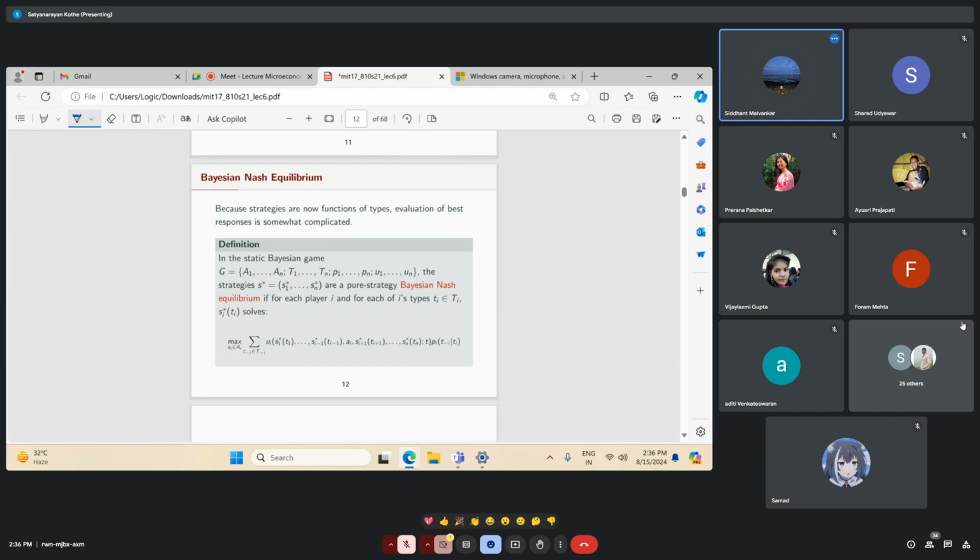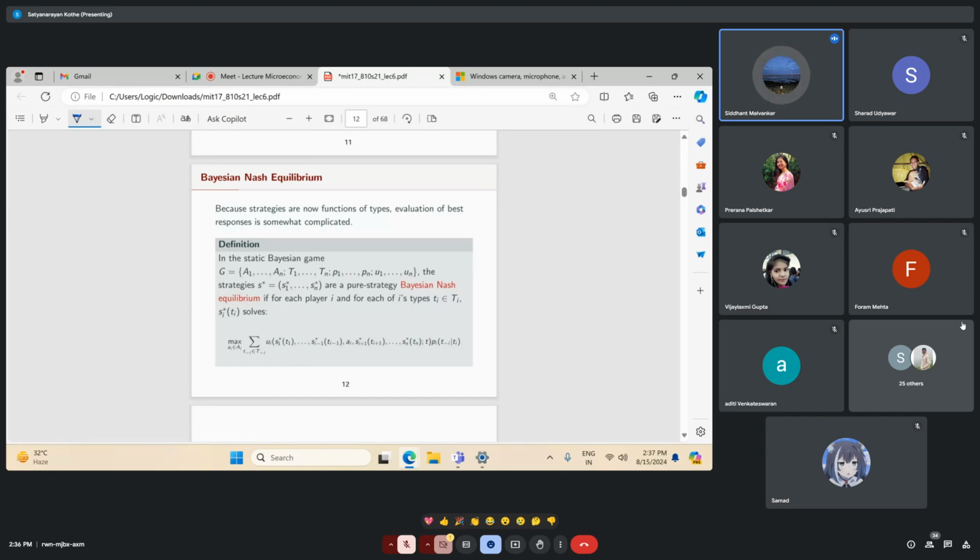And so, in the Bayesian game, the Nash equilibrium is defined as, in the static Bayesian game, G is the game with the actions A1 to An and types T1 to Tn, with the beliefs P1 to Pn. Again, we know how these P1 to Pn are defined, correct? And the payoffs, or you can call them utilities. Payoff 1, payoff 2, payoff 3, payoff n.